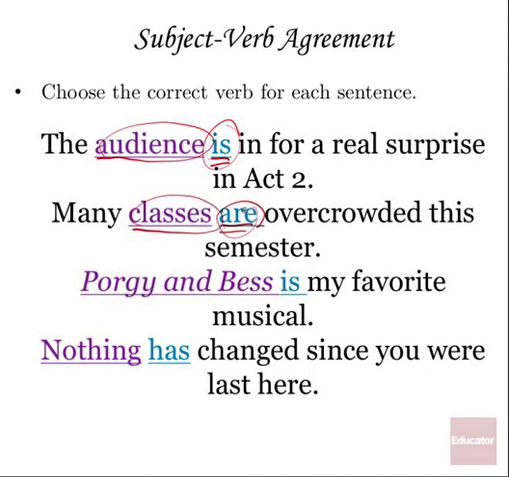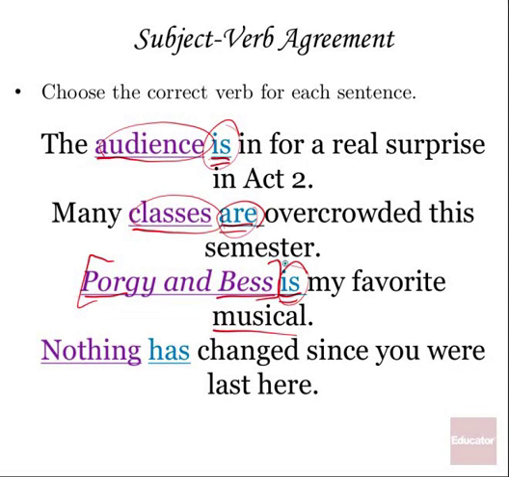Porgy and Bess is my favorite musical. Well, you might look and say, well, there's Porgy, there's Bess. It must be a compound subject, so we should use a plural verb. You'd be wrong. Porgy and Bess, your clue here was musical. Porgy and Bess, which is also italicized, is the title of a musical. It's one thing, like the Birds. So you use the singular verb is.